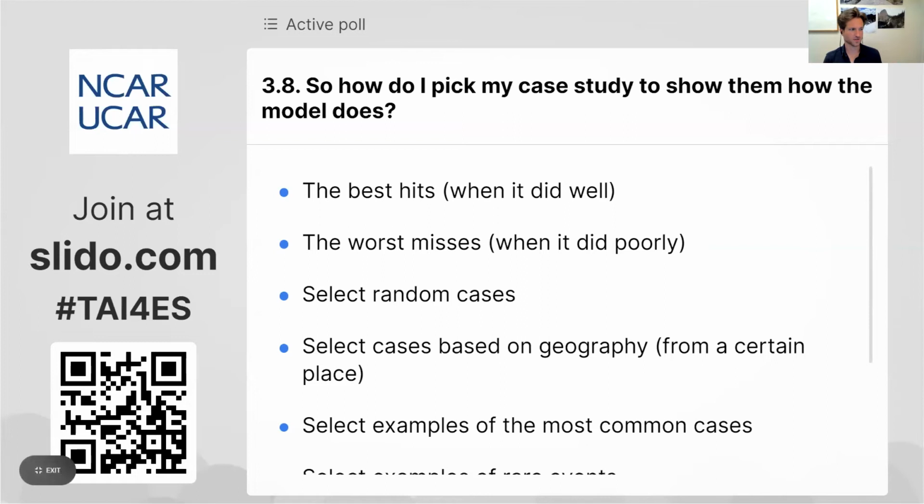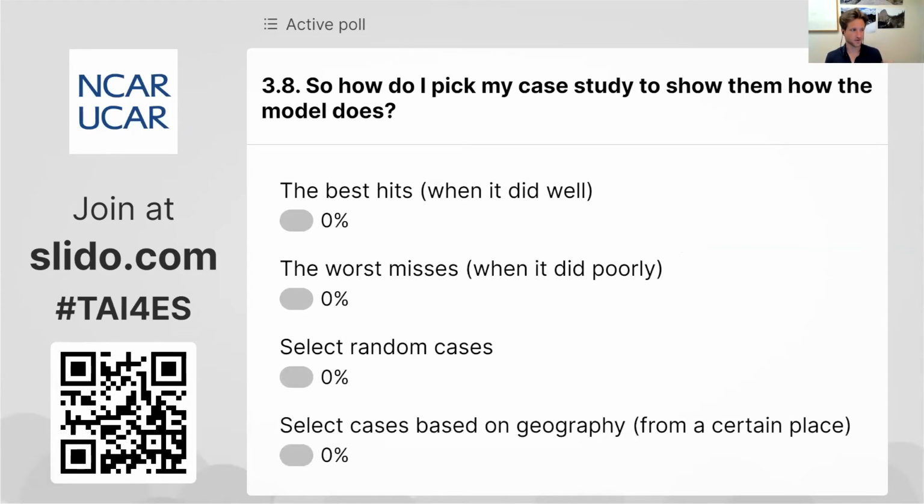And so we'll flip to Slido for a question. Yeah. So there are some options for you. You can select multiple of them. How do you pick these case studies to answer your own questions and your own concerns about the model? Throwing it back to you.